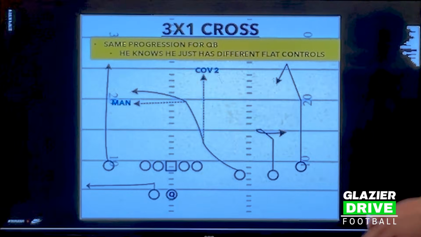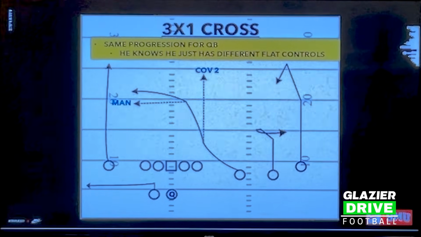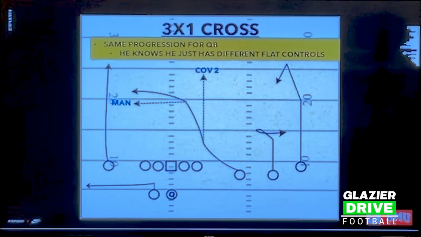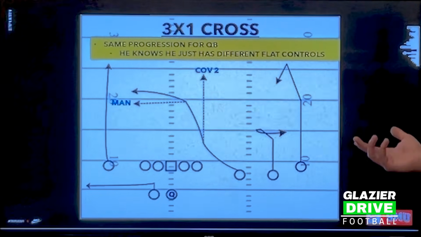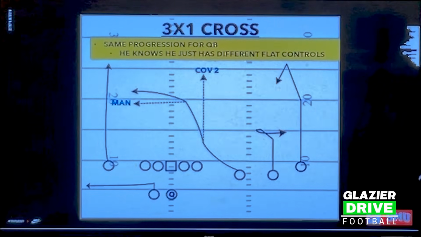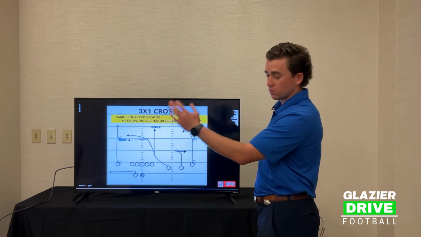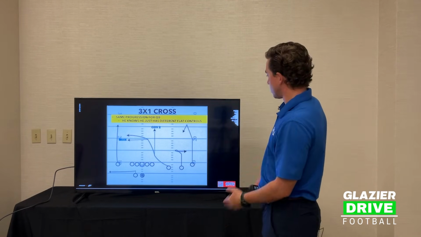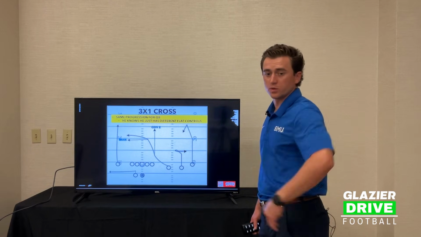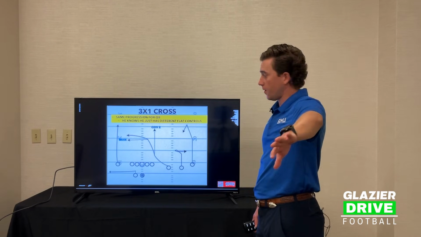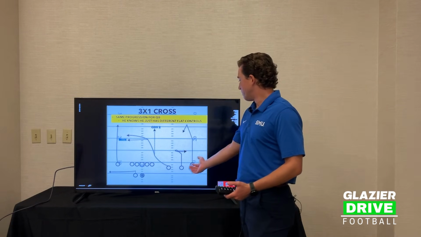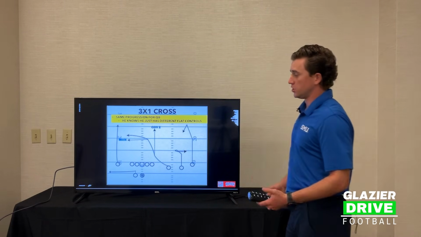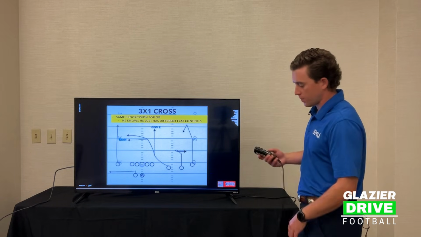3x1 cross. It's the same as 2x2 cross if you watched the last video. Same progression for the quarterback, reading it left to right. He just has different flat controls, meaning we're going to call the protection to the single receiver. So the running back, the swing route, instead of being to the cross post curl side, now he's going to go swing to the single receiver or the go route. And the pivot, the slot receiver or whoever he is, the pivot route is going to run to the field. So it's just different flat controls, the same rules for all the routes.